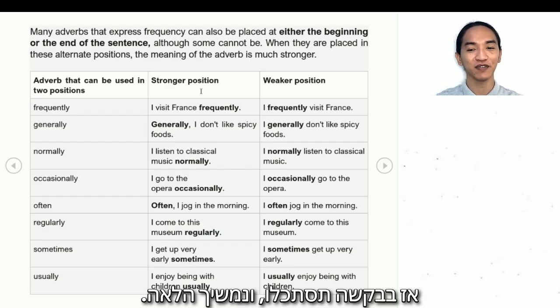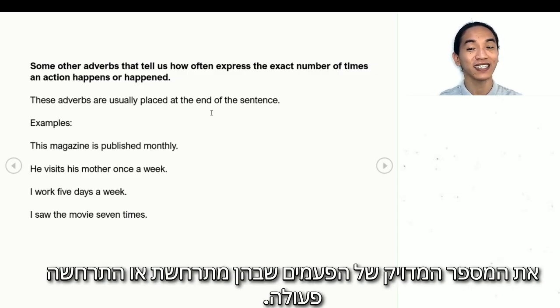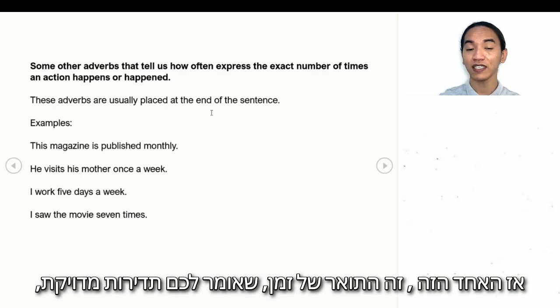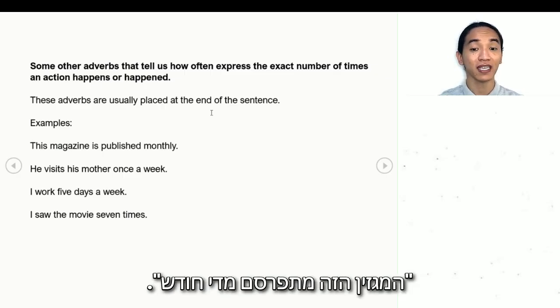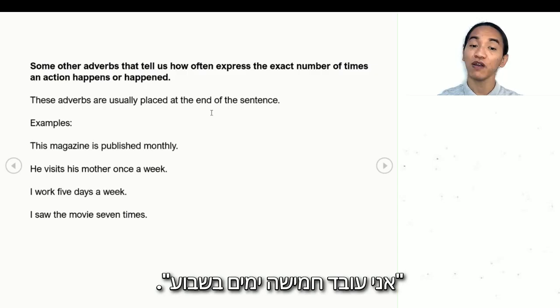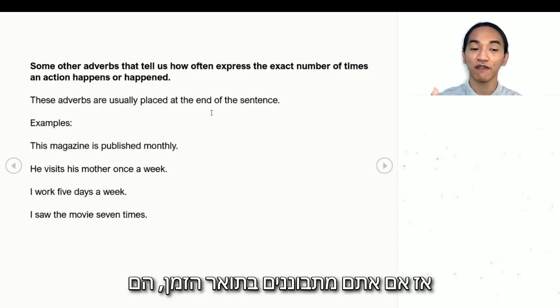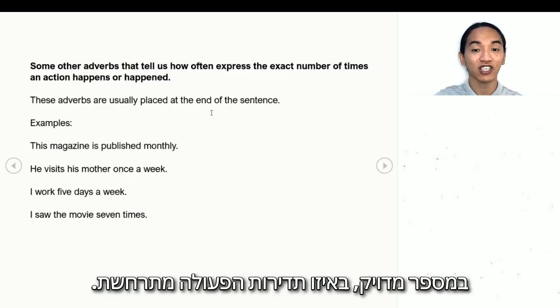Now, some other adverbs that tell us how often express the exact number of times an action happens or happened. So this is your adverb of time telling you an exact frequency or number of times the action happens. This magazine is published monthly. He visits his mother once a week. I work 5 days a week. I saw the movie 7 times. So if you observe, these adverbs of time are more specific because they tell how often, the exact number of times the action happens.